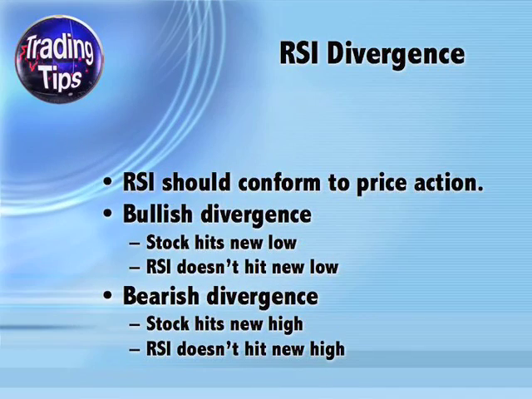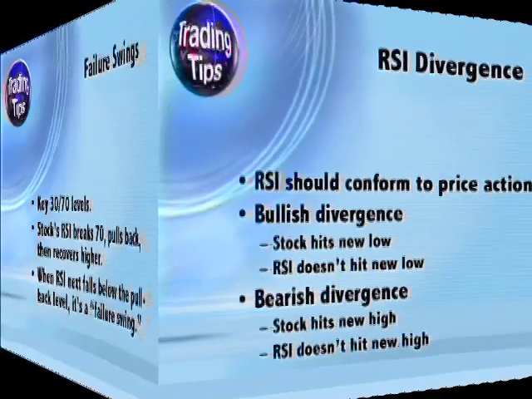The theory behind RSI divergence is that a stock's RSI should conform to its price action. For example, if a stock hits a new high, then its RSI should also be at a new high. And when the stock hits a new low, then the RSI should also be at a new low. When these things don't happen, there's divergence. Bullish divergence is when a stock hits a new low, but its RSI doesn't hit a new low. This indicates the stock is likely to rebound. Bearish divergence is when a stock hits a new high, but its RSI does not hit a new high. In this case, the stock is likely due for a correction.